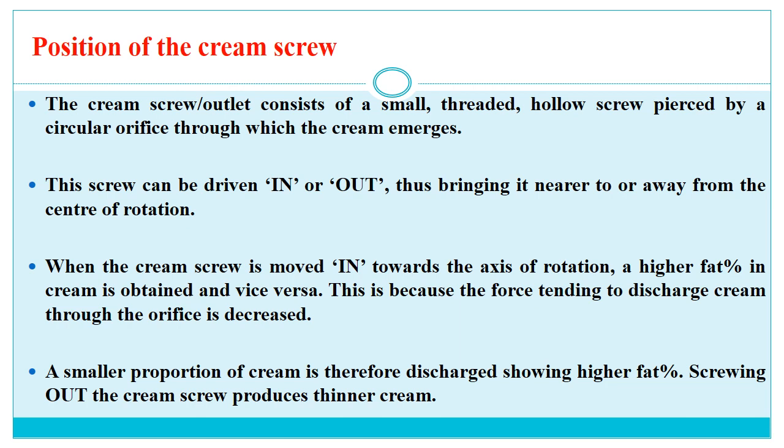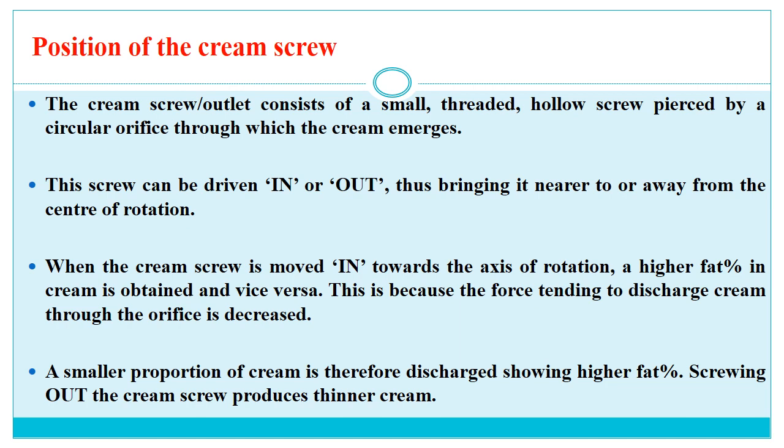So the screw can be driven in or out, thus bringing it nearer to or away from the center of rotation. When the cream screw is moved in, that is towards the axis of rotation, a higher fat percent in cream is obtained, and vice versa. That means if it is going towards the center, there will be more fat. If it is taken outward, then the fat percent will be less. This is because the force tending to discharge cream through the orifice is decreased. A smaller proportion of cream is therefore discharged, showing higher fat percent.